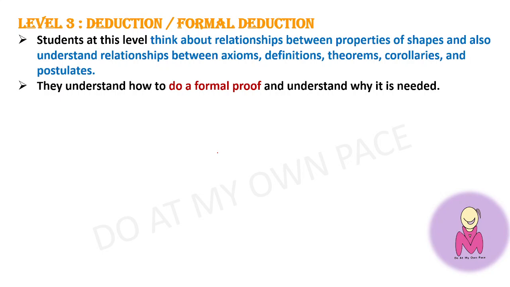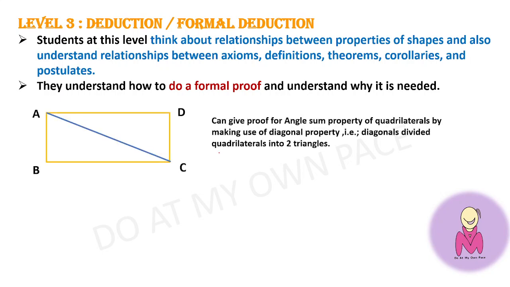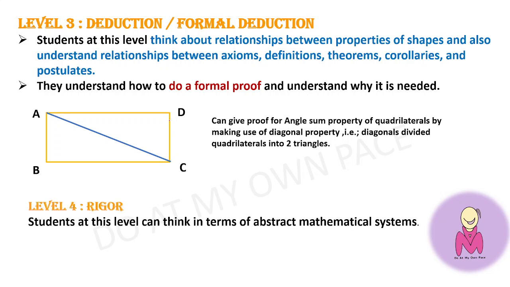It's nothing but they can give a proper logical proof to some theorems. So if you give a rectangle and ask them to prove angle and property of quadrilaterals, then they can prove it by making use of the properties, and they can link one to another, and they can give a proper proof for this. So in level 4 we have rigor.